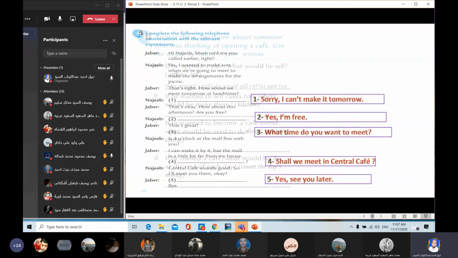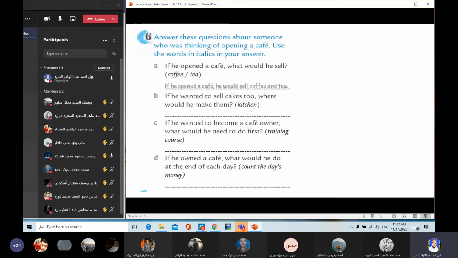Okay? Now, we've got here some sentences about someone who was thinking of opening a cafe in his area. Use the words in italics to answer the questions using if in the second conditional. If he opened a cafe, what would he sell? Coffee, tea. Answer: if he opened a cafe, he would sell coffee and tea. Please say a full sentence using if.